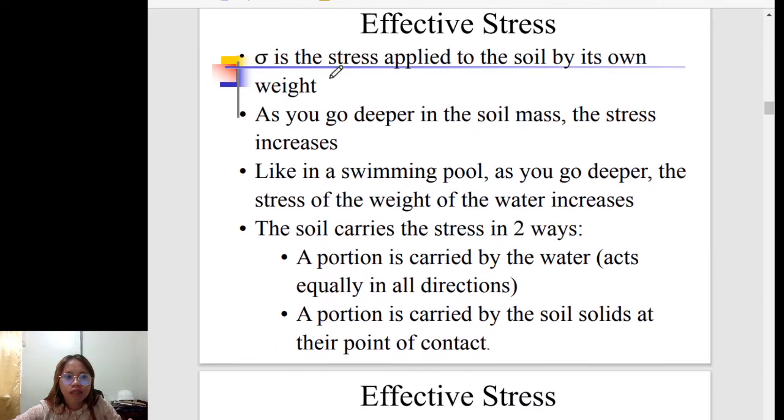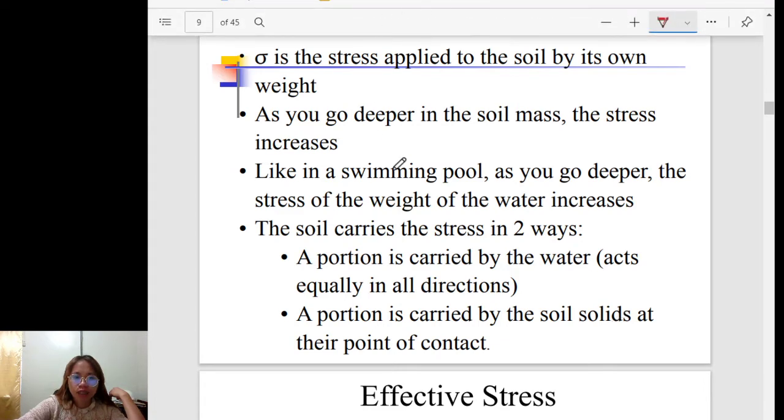For the effective stress, the stress is sigma. Sigma is the stress applied to the soil by its own weight. As you go deeper in the soil mass, the stress increases. Like in a swimming pool, as you go deeper, the stress of the water remains. The soil carries the stress in two ways. A portion is carried by the water, which acts equally in all directions, and a portion is carried by the soil solids at their points of contact.